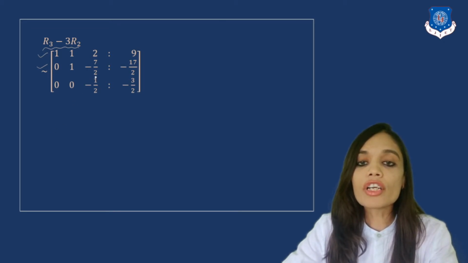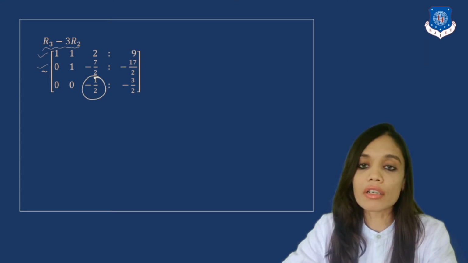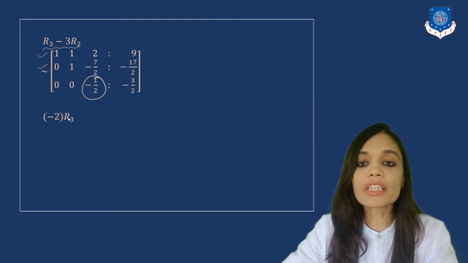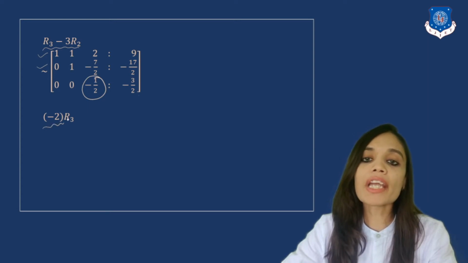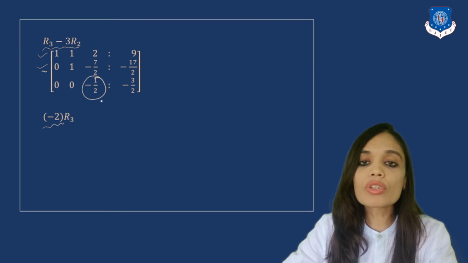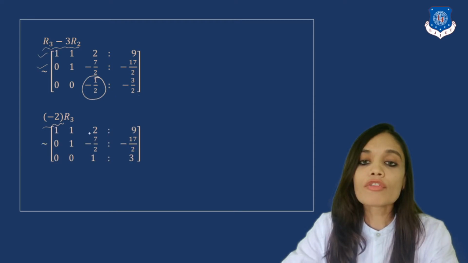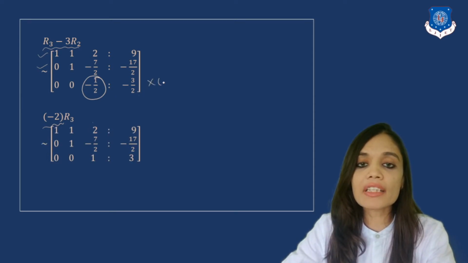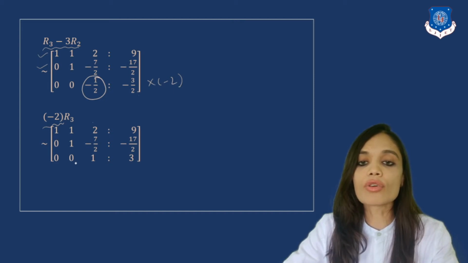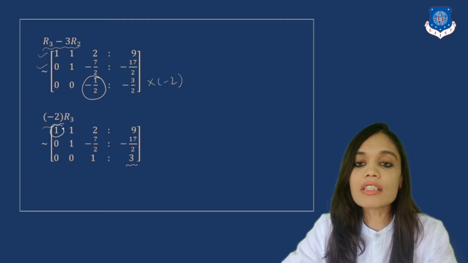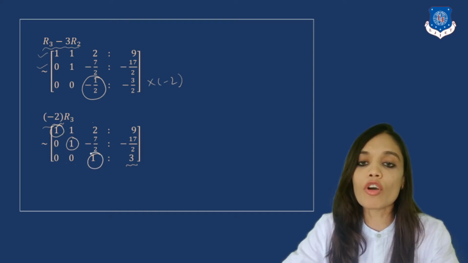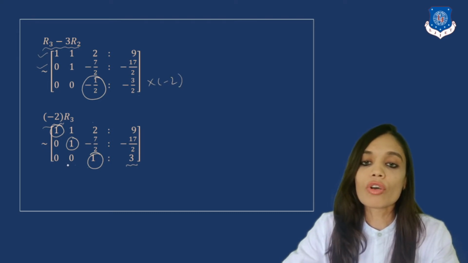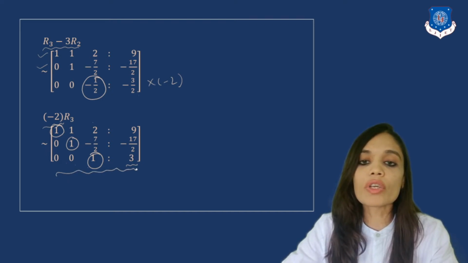Now, in order to form the leading one over here, right, what we will do is multiply row 3 by minus 2. So on multiplying row 3 by minus 2, you will get first two rows as they are, and the last row will be 0, 0, 1 and 3. So now you can see this is our desired row echelon form, right? Wherever there are leading ones, below it is 0. Okay. So now we will construct a linear system from this row echelon form.